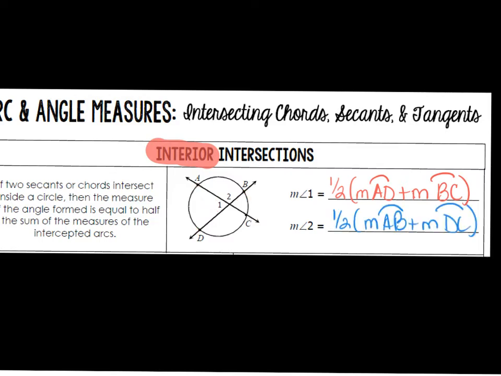And the measure of angle 2, take a look at angle 2. Here is angle 2. It is across from arc AB and arc DC. So if it helps, make sure you draw your arrows. So we're going to add up the arcs and take half of it.